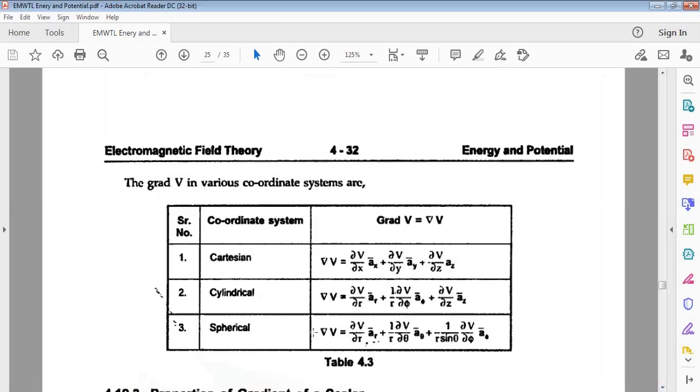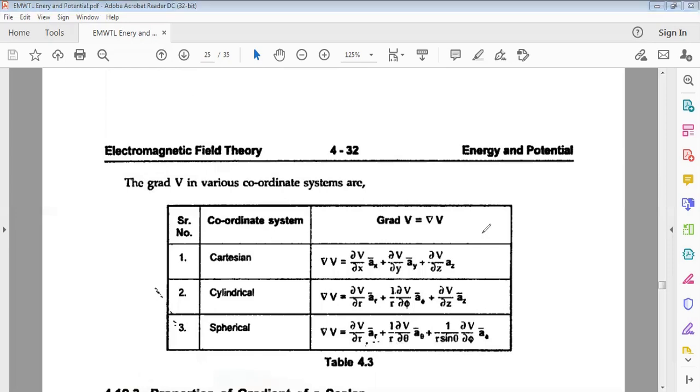Similarly, for the spherical coordinate system, del V is dou V by dou r into r bar, and theta is also multiplied with r, so it is 1 by r into dou V by dou theta, and phi is multiplied with r sin theta, so the inverse we get here is 1 by r sin theta. Got it, my dear students?